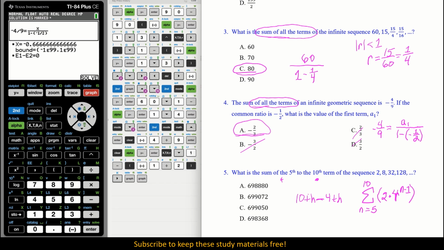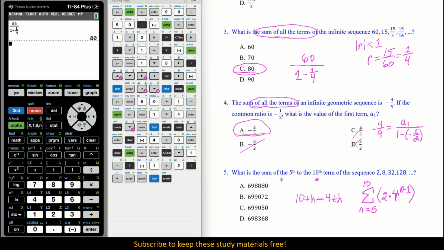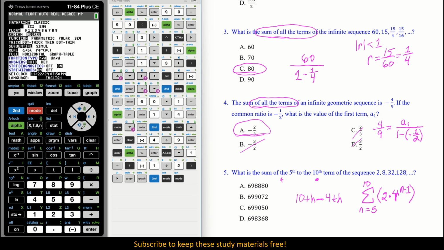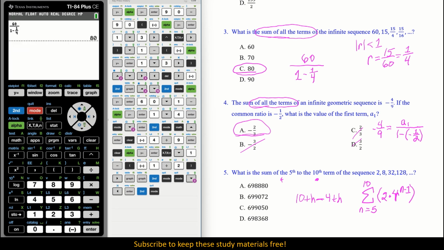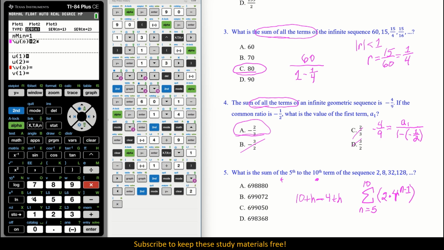Okay, let's see what happens. Let's see which one works. All right, let's go second mode, and we need to go back to the geometric series. I'm going to push enter, back out, y equals, clear everything out, and let's say 2 times 4, carry it up to the n minus 1.